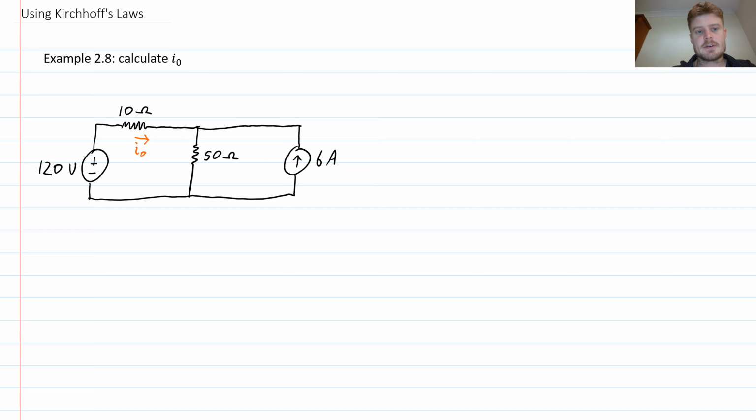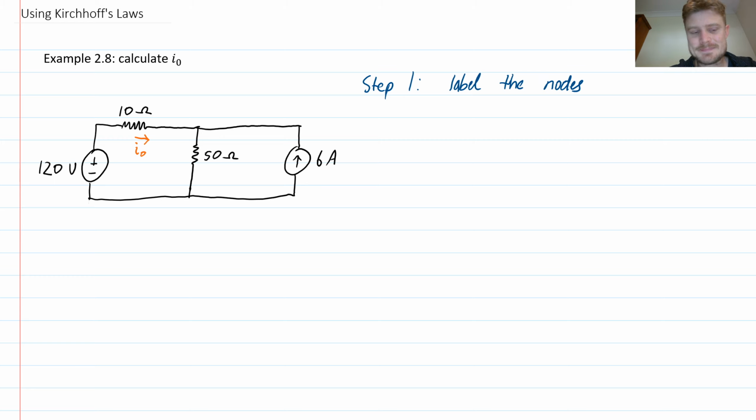Here's an example of solving a circuit problem, and this one comes from the textbook. It's example 2.8. So we're asked to find the unknown current I0. The first thing that I should do when analyzing this circuit is identify where the nodes are. So step one is label the nodes, and there's 3 of them.